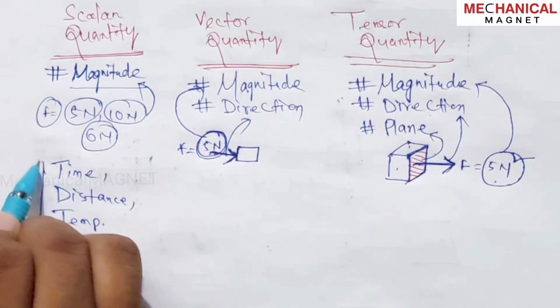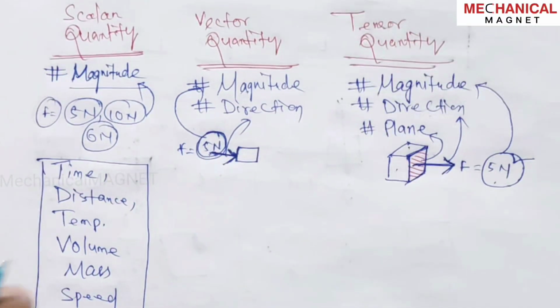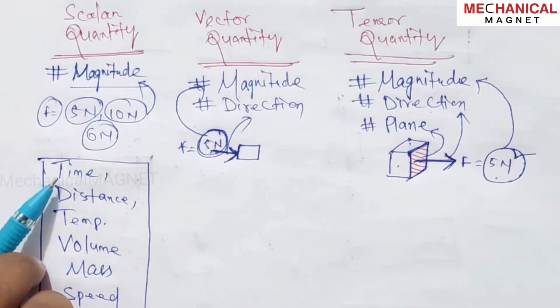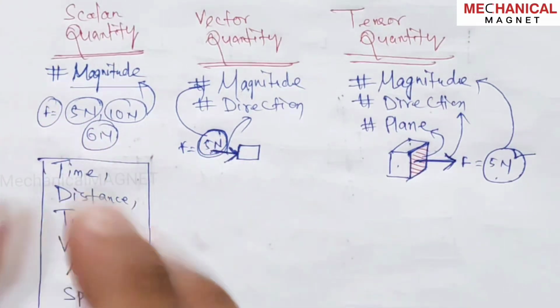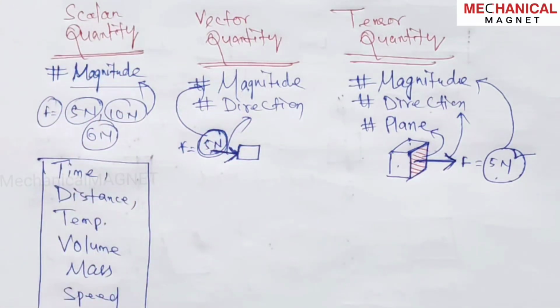These all are examples of scalar quantities. Time has only a size, distance is a size, temperature has a size. Volume, mass, speed, these things have only one magnitude, and that is known as scalar quantities.